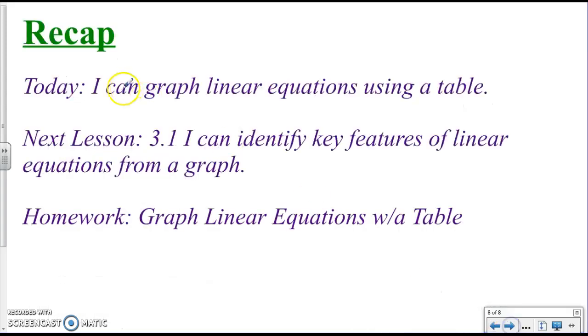Just to kind of recap, today we graphed linear equations using a table. Tomorrow we're going to start looking at the targets for this unit. We're going to identify key features of linear equations from a graph, and then your homework is to graph linear equations with a table. Have a great day.